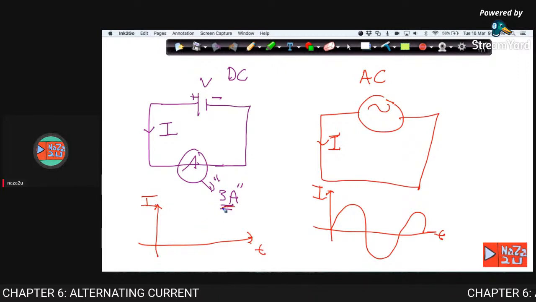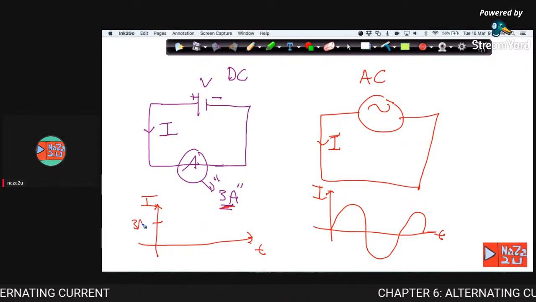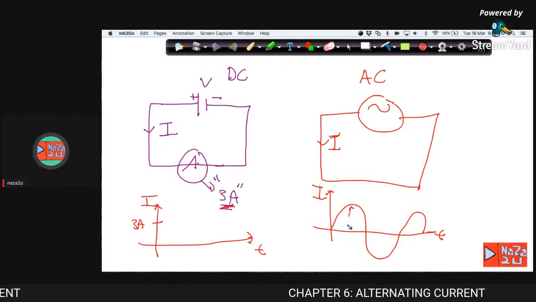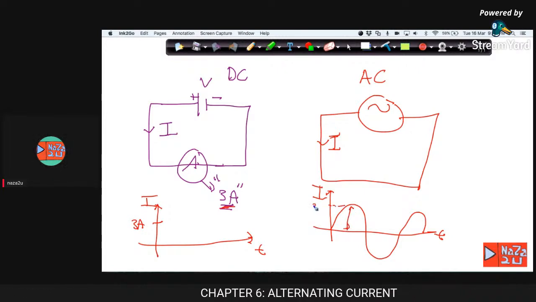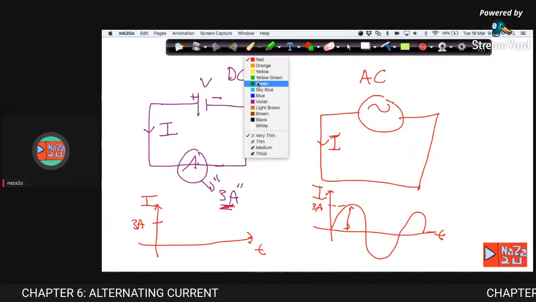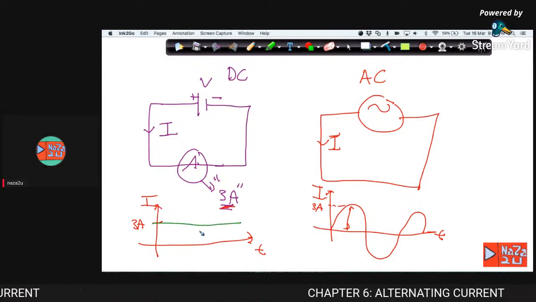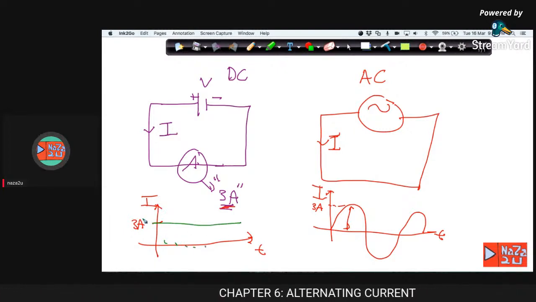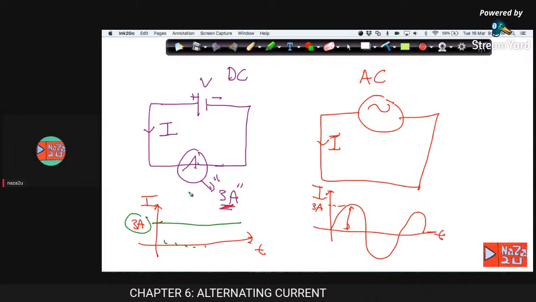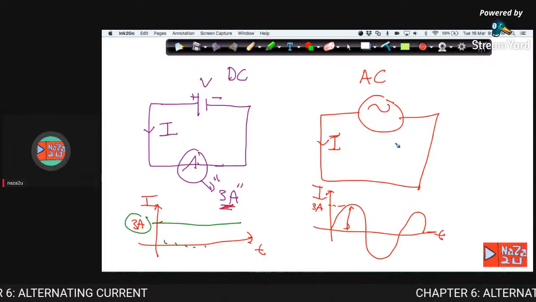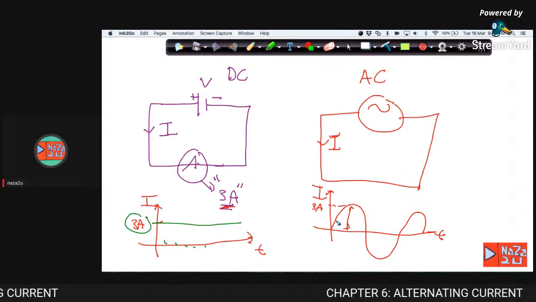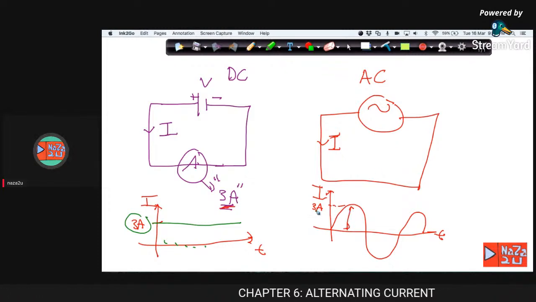So meaning here the current flow is 3 ampere. Also here, let's say the maximum current is 3 ampere. But if the people ask you what is the current flow in the circuit for the direct current, yes, this is 3 ampere. At all times T, the current is 3 ampere. So what happened in the AC current? If the people ask you, what is the current flow in the AC current? So if you look at the graph here, the maximum current, yes, 3 ampere.